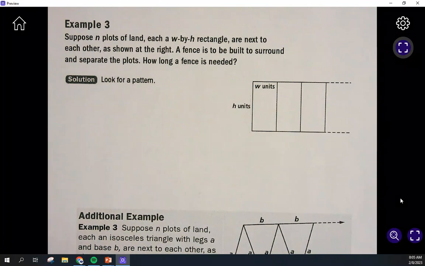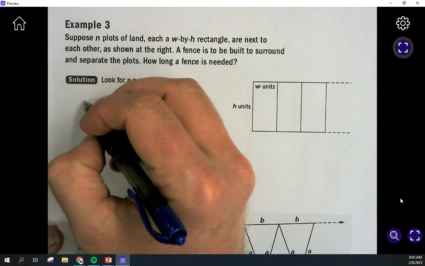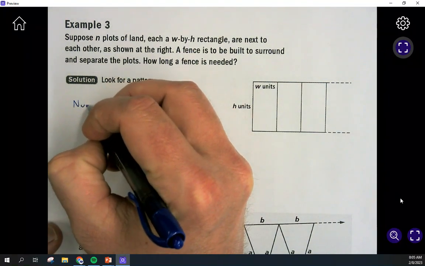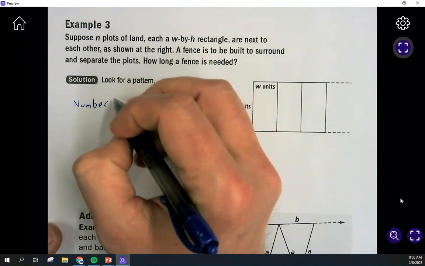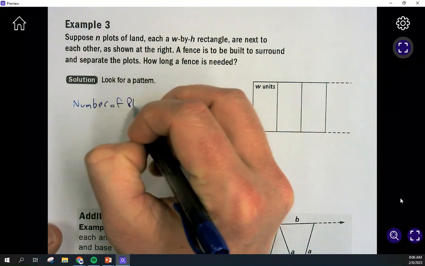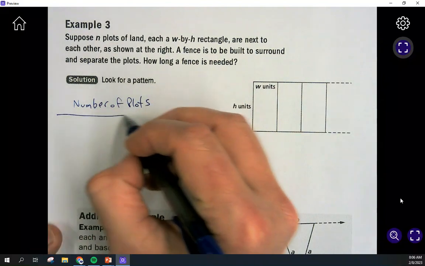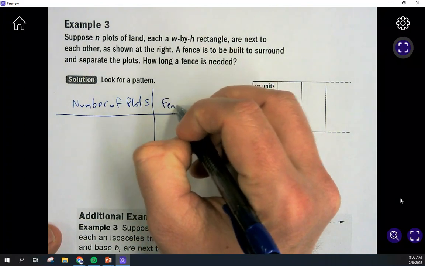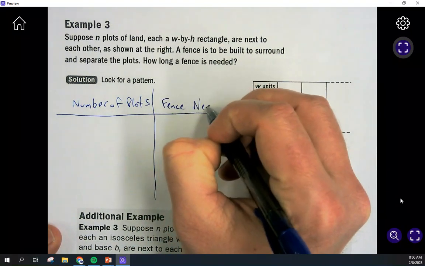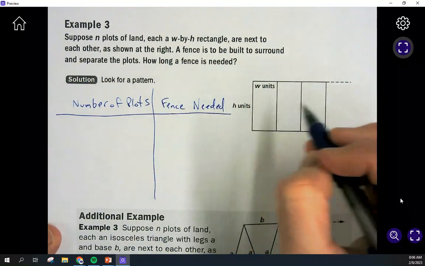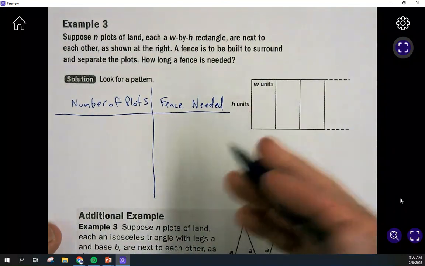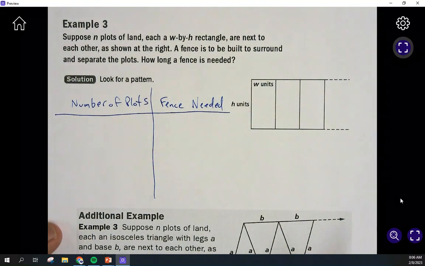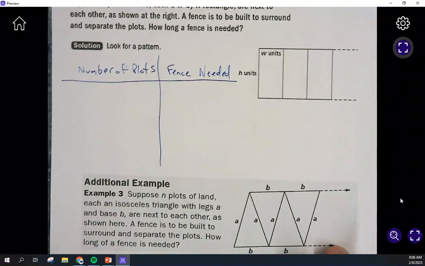So the solution here is to look for a pattern. So again, this will feel a little bit like algebra. So what we're going to do is first we have to find the pattern. I think the easiest way to do that is to set up a chart or a table. So we're going to have our number of plots and how much fence is needed. We'll start with the ones that we can visually see, and then we'll come up with an expression that could represent any possibility.